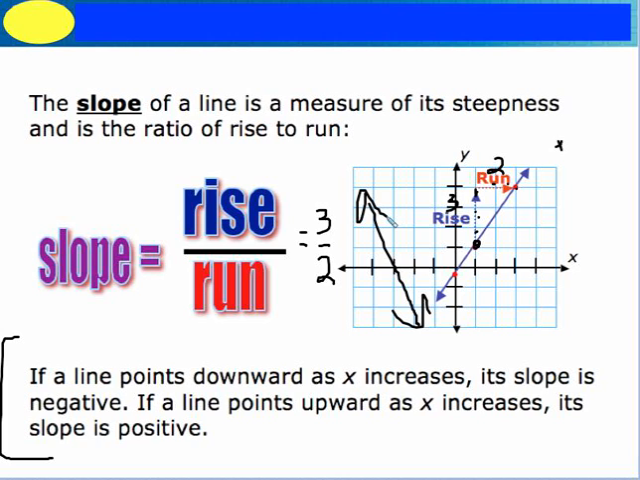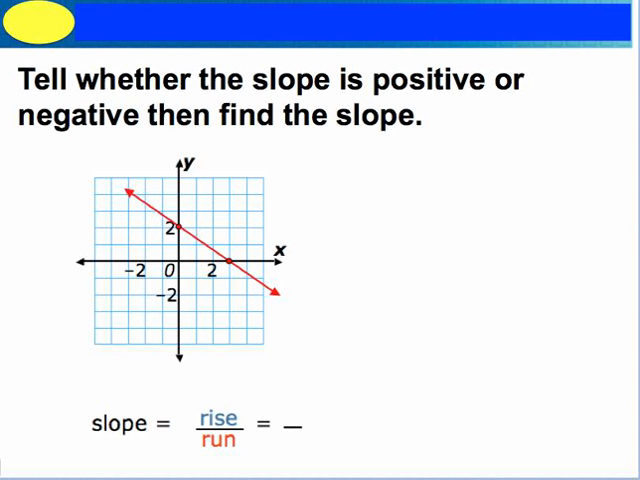So let's get calculating. Tell whether the slope is positive or negative, and then find the slope. So I look at this line and I know it is going down and to the right, so I know that the slope is negative, not positive. And they've chosen 2 points on the line for me.